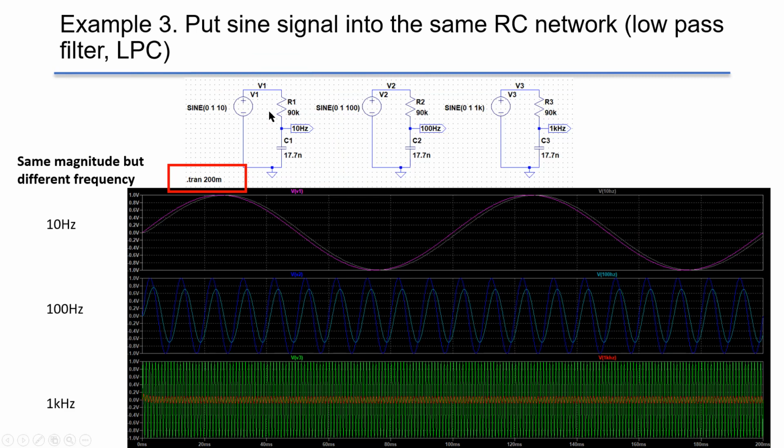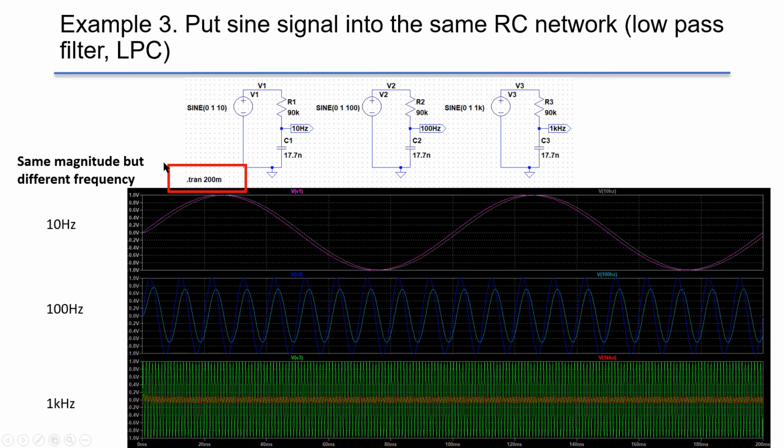In this example, we put a sine signal into the same RC network in LTspice. The input frequencies are at 10 Hz, 100 Hz, and 1 kHz. We use the same RC network, but we have different frequencies as input. Since we have the capacitor in the system, this RC filter will behave differently at different frequencies. We know the RC filter is a low-pass filter, which means it will pass the low-frequency signal to the output and attenuate the high-frequency signal.